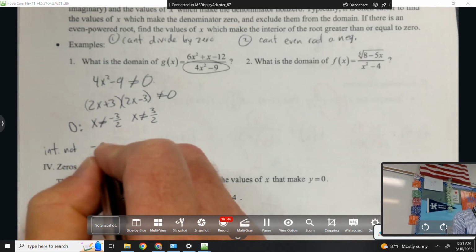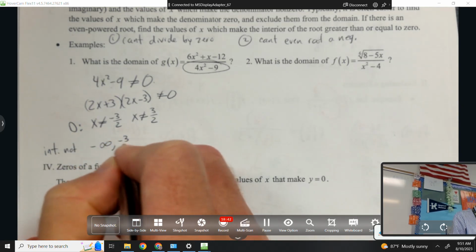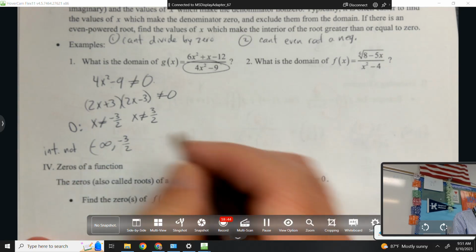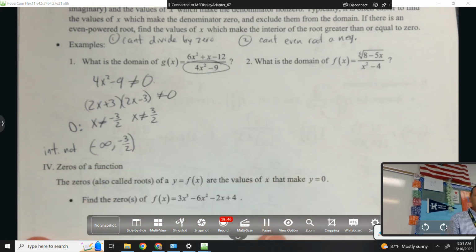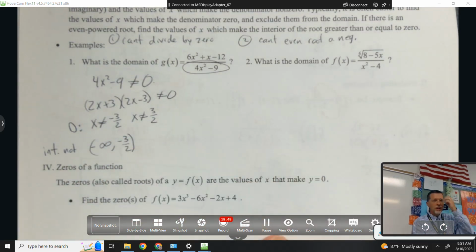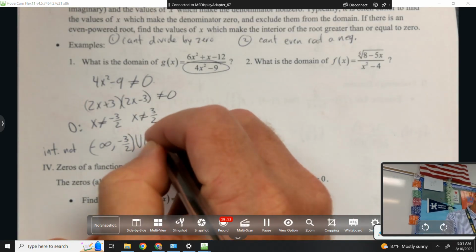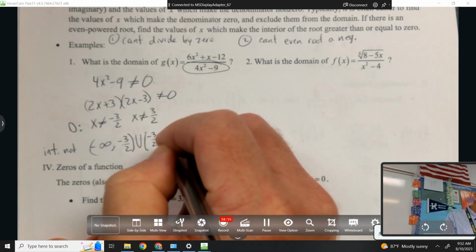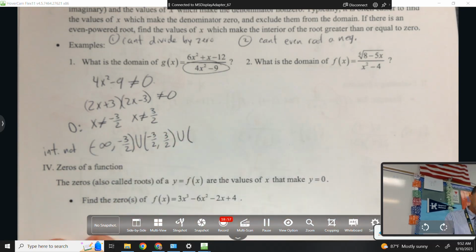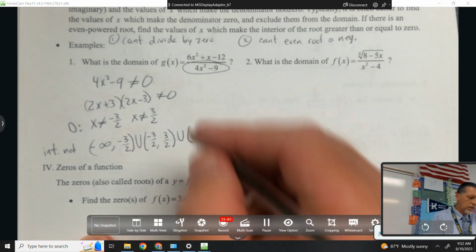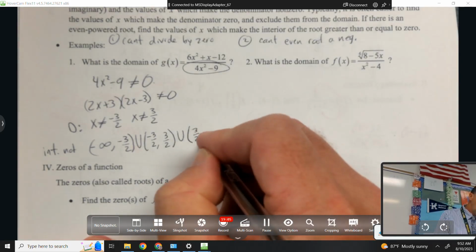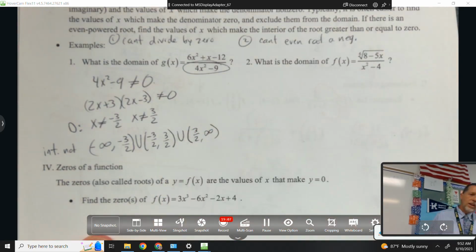So let's see, we're okay with negative infinity up to negative 3/2. We are excluding negative 3/2. That's the whole point here. So we want parentheses on negative 3/2. And then negative 3/2 to 3/2. Again, excluding the endpoints. That's the whole point, is we want to throw out those two 3/2 values. And then 3/2 to infinity.